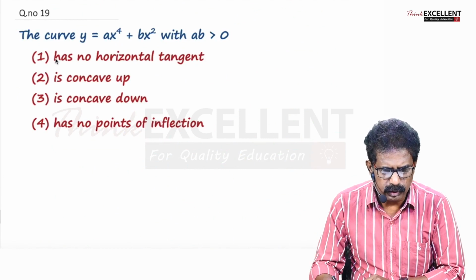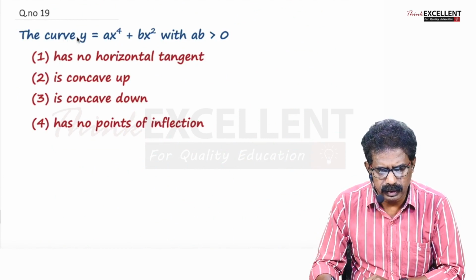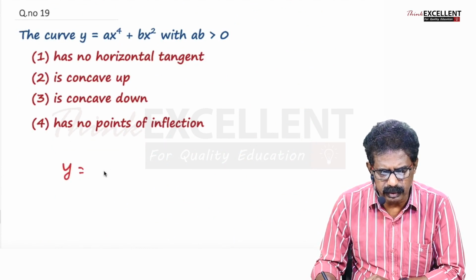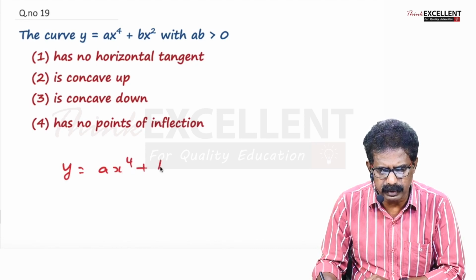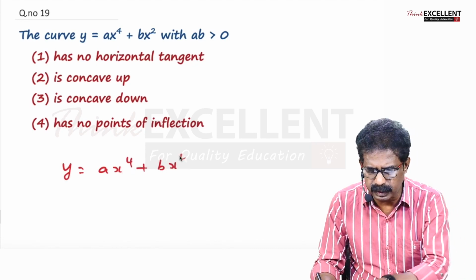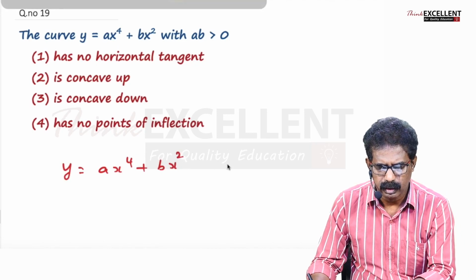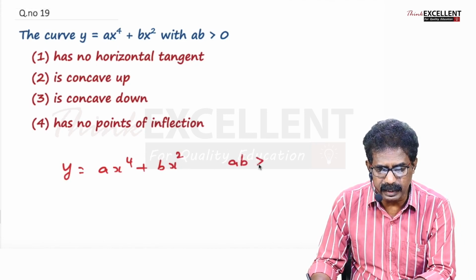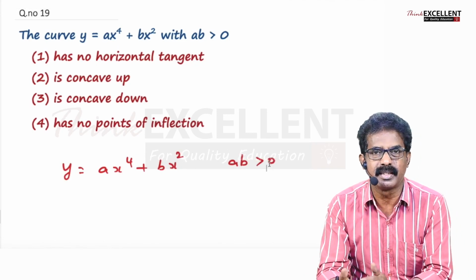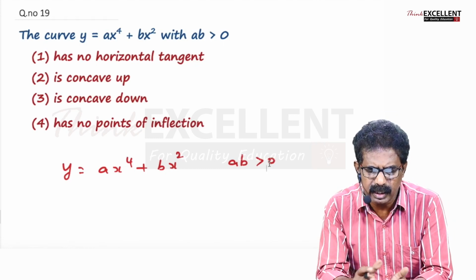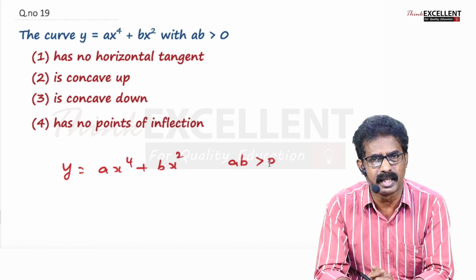Now let's move on to question number 19. The curve y equals ax raised to 4 plus bx square, a into b greater than 0. Normally they say a greater than 0, b greater than 0. But here a into b greater than 0. Something should be there, right?